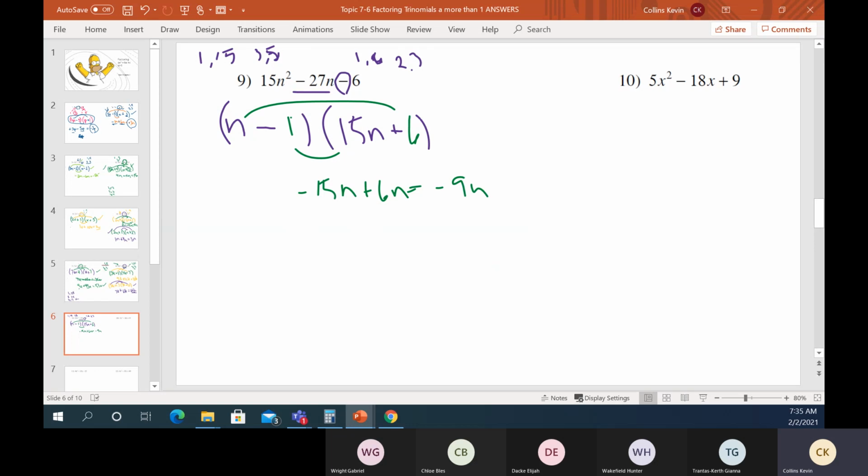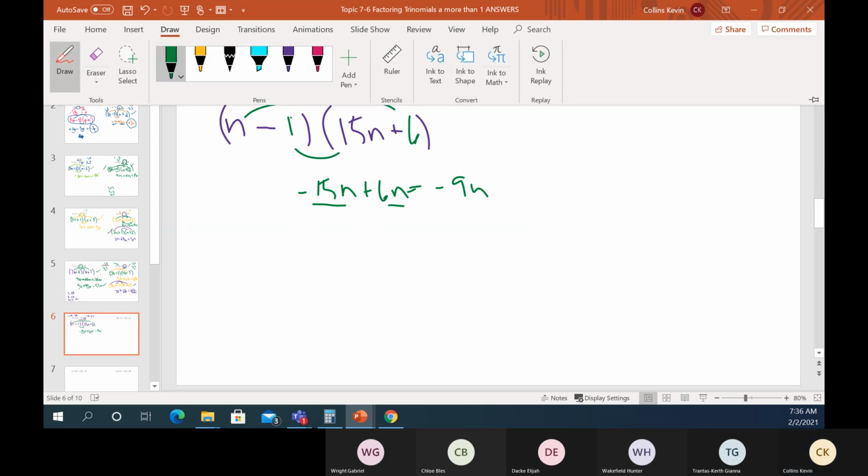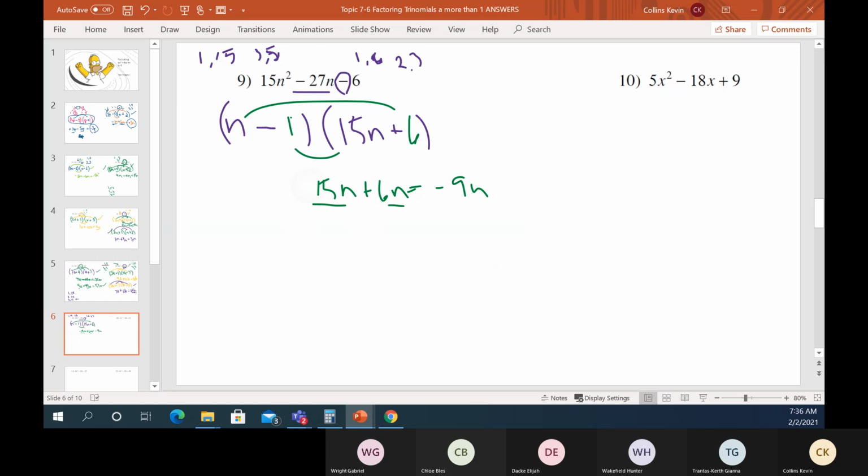Should we switch them, or should we go back to our 2 and 3? No, it's minus 15 plus 6 is minus 9n. So the question is, should we switch the 1 and the 6, or should we go back to the 2 and the 3? This is where the guessing game starts coming in. Go back to the 2 and 3? Okay, we can do that.